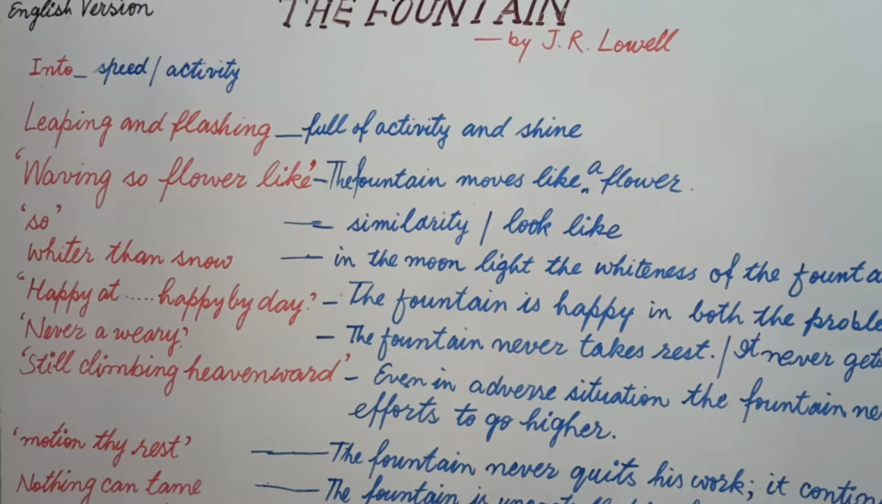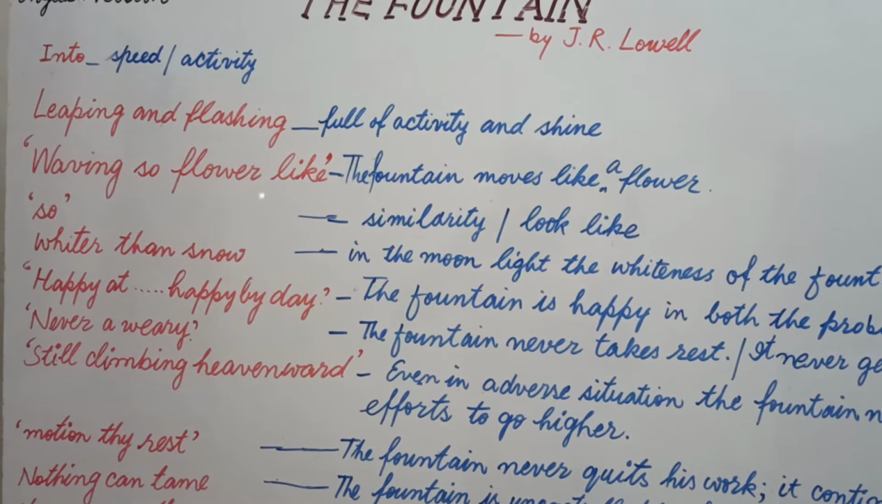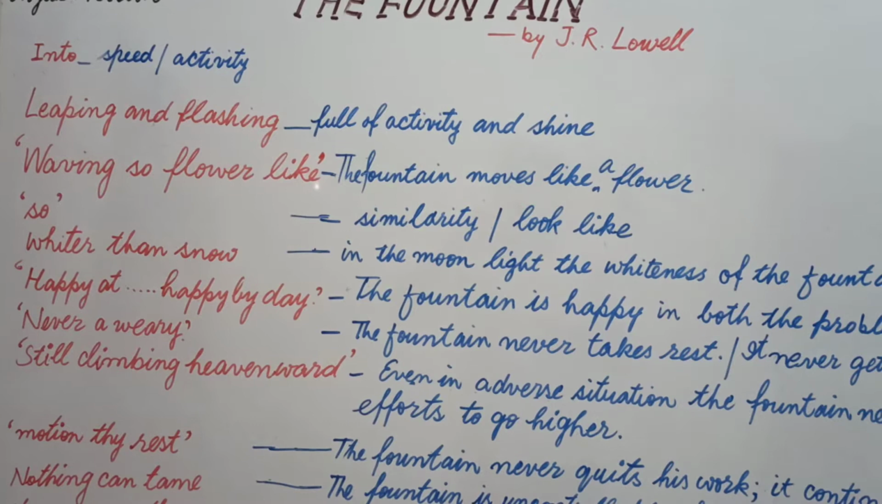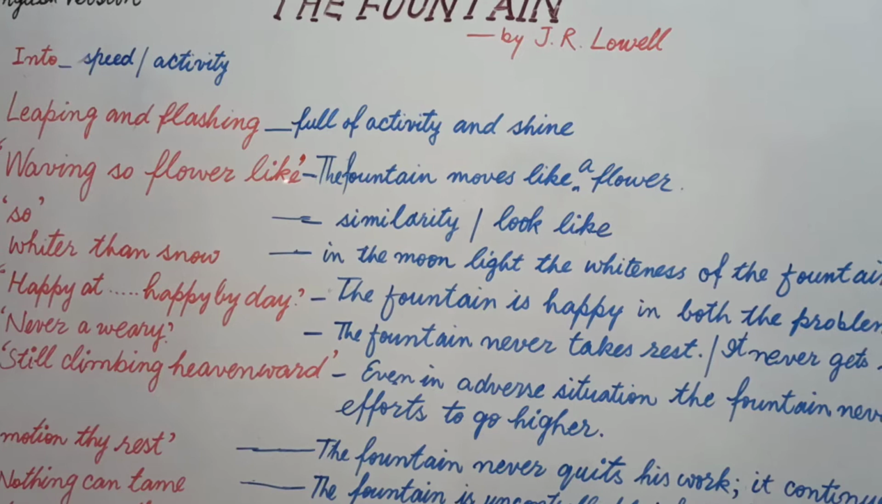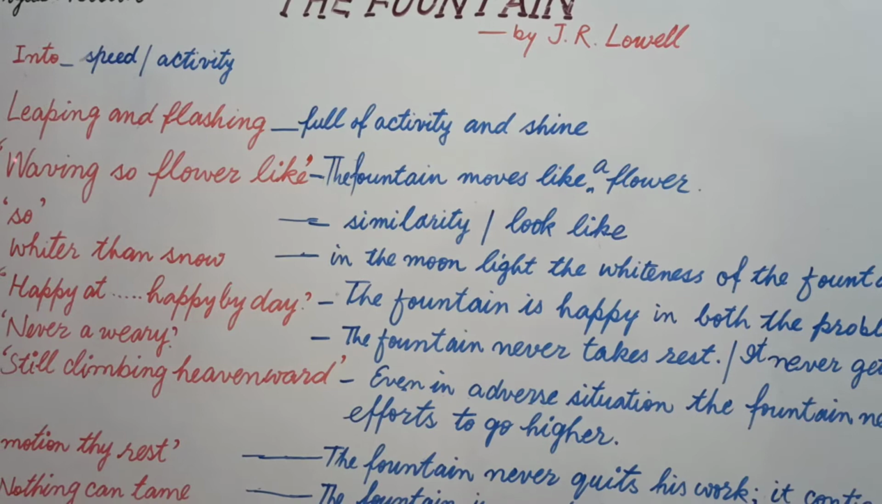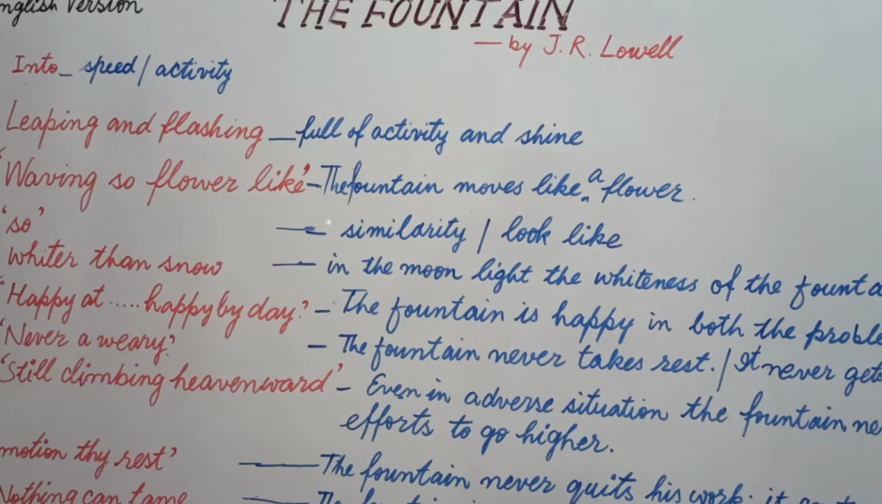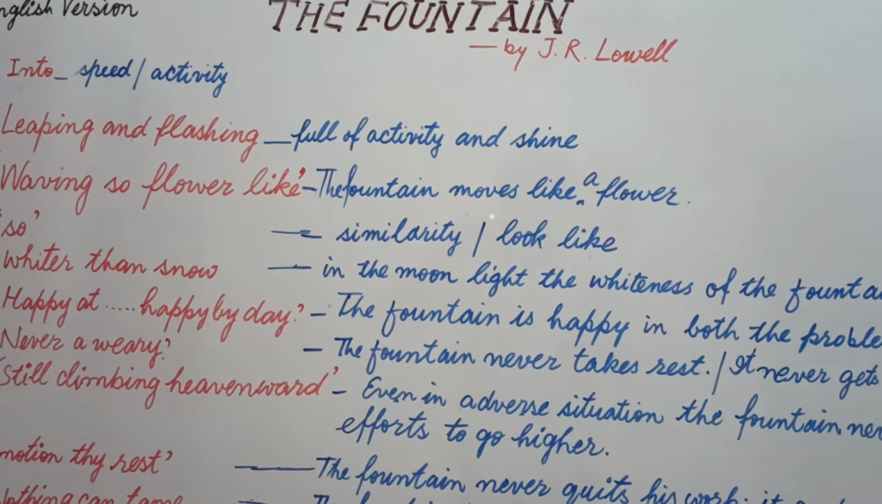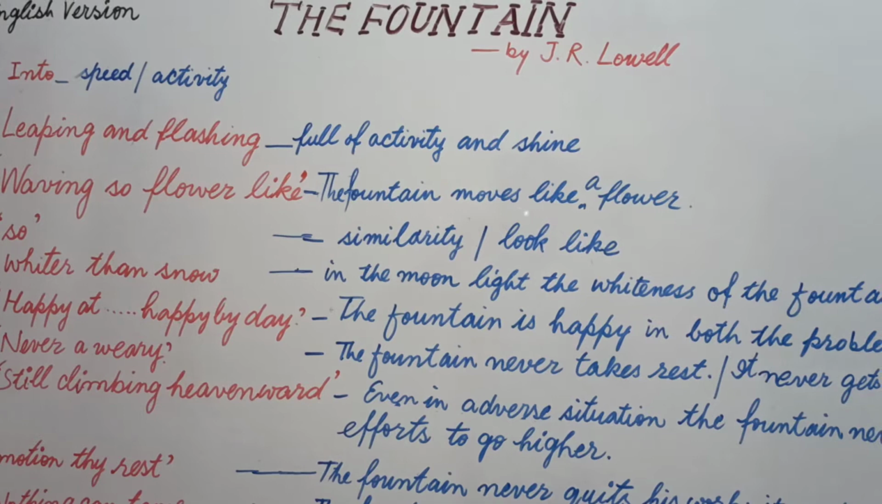After this, students, let's come to the next expression, "waving so flower like". Waving means moving, flower you know, like means in the same type. In this way, you can say the fountain moves like a flower. You will write the expression in the same way, quotes begin, waving so flower like, quotes close, means that. You will use "that" because here the subject, the fountain, and the verb moves are given. That's why you will say waving so flower like means that the fountain moves like a flower.